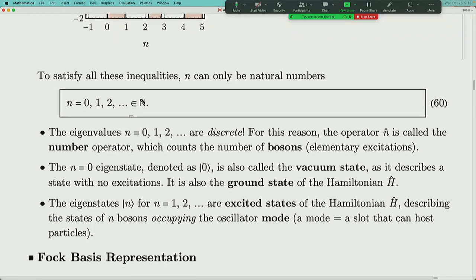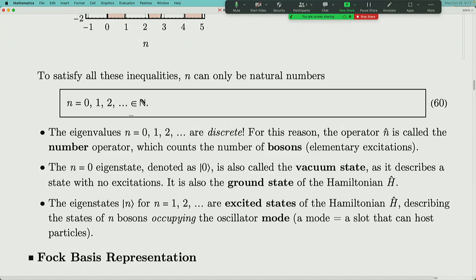First of all, the eigenvalues of the number operator are discrete, and for this reason, this operator n hat is called the number operator, because it really counts the number of something. And then this something, we give it a physical meaning, we call it a particle, a boson. So it counts the number of elementary excitations in the system. And the reason it's an excitation is because when this n is larger, the energy of the system is also higher, so it corresponds to exciting the motion of this harmonic oscillator.